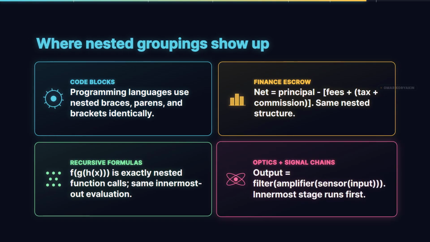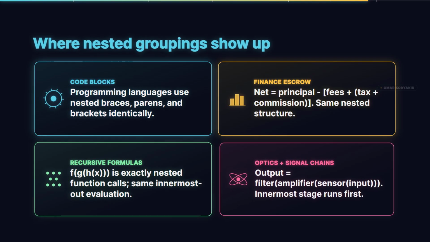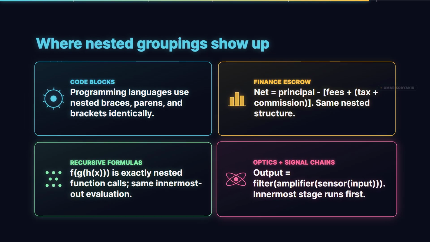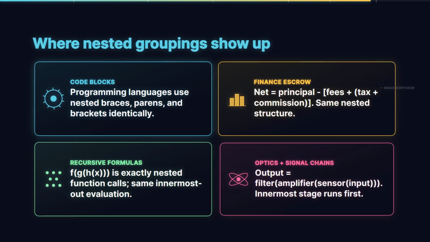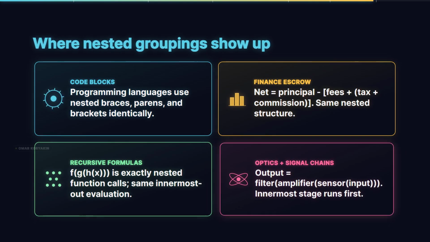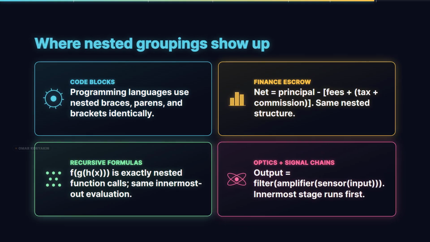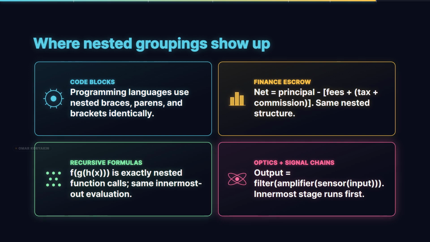In optics and signal processing, a measurement pipeline often runs through a sensor first, then an amplifier, then a filter. The signal flow looks like filter applied to amplifier, applied to sensor, applied to input. The innermost stage runs first because each later stage depends on the output of the earlier ones. The mathematical formula that describes the pipeline mirrors that nested structure exactly.